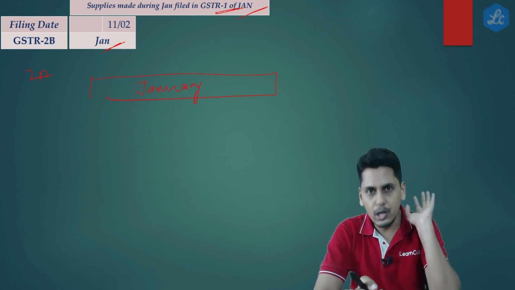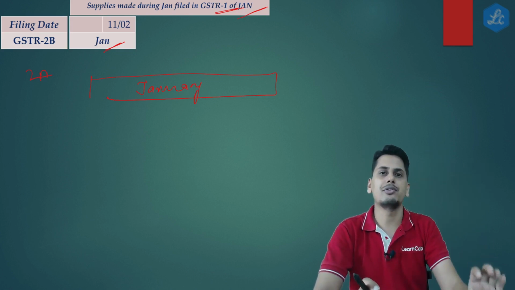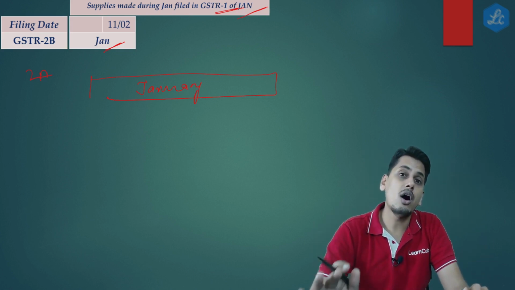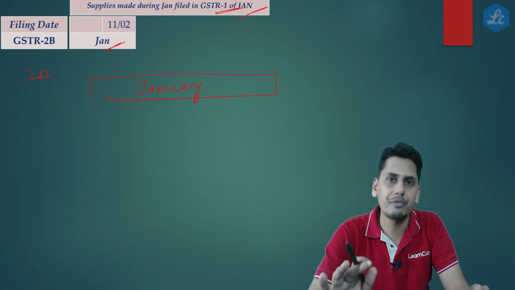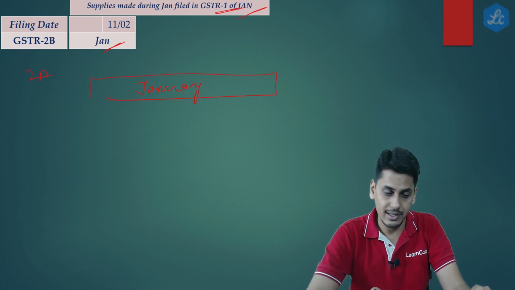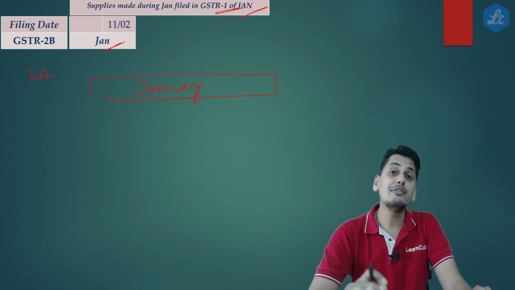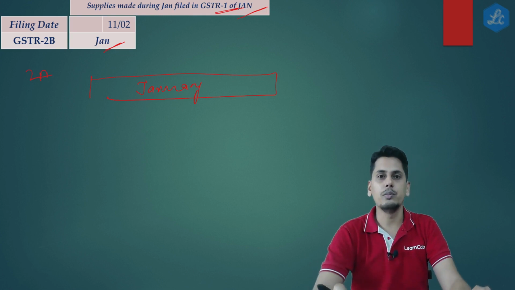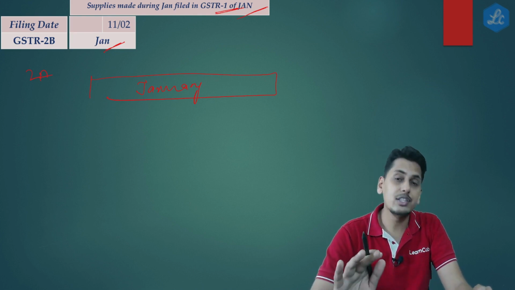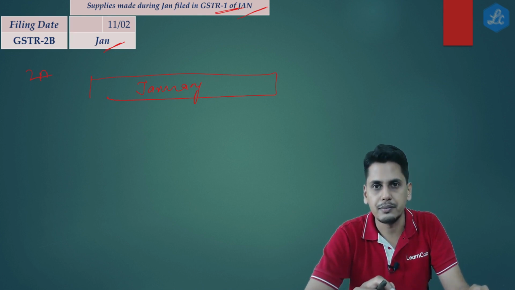Either on 12th of February or after 12th of February. So if it is filed on or after 12th of February, it would appear in February month's GSTR2B. It would not appear in January month's GSTR2B.